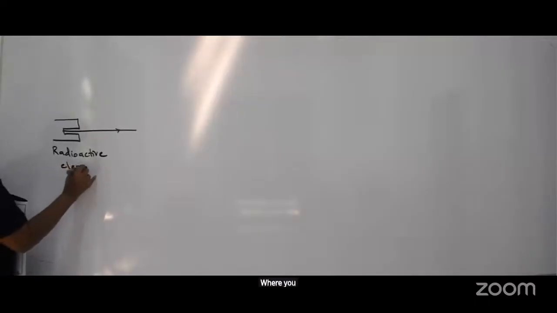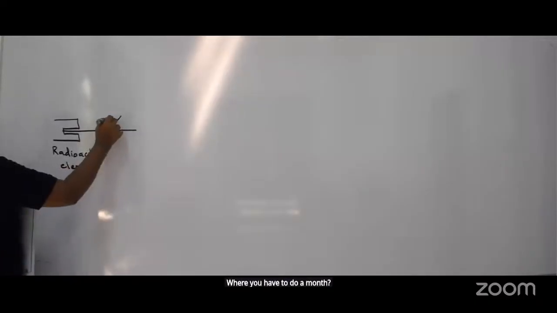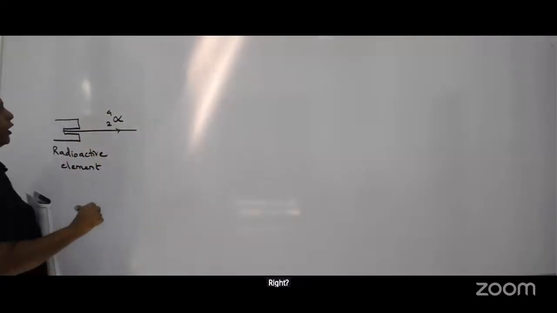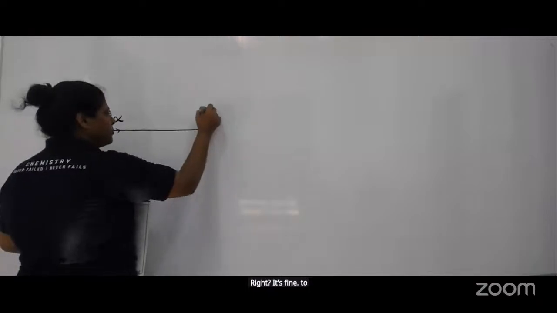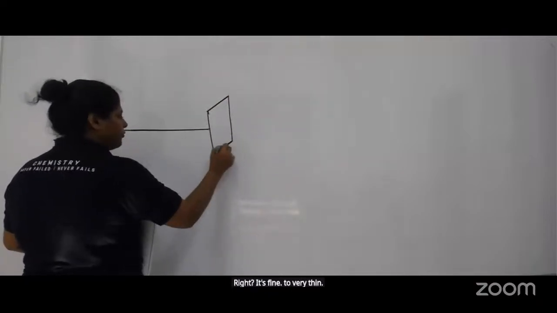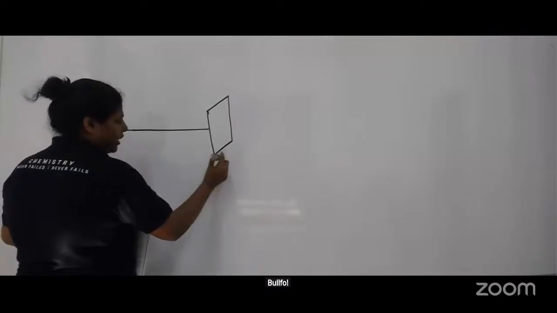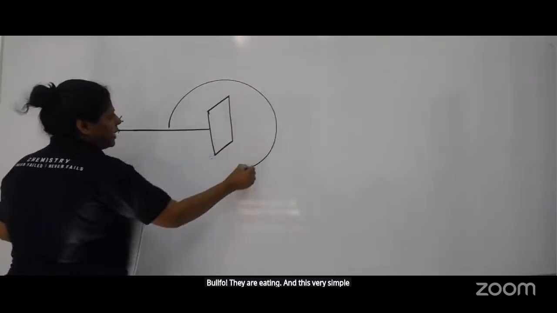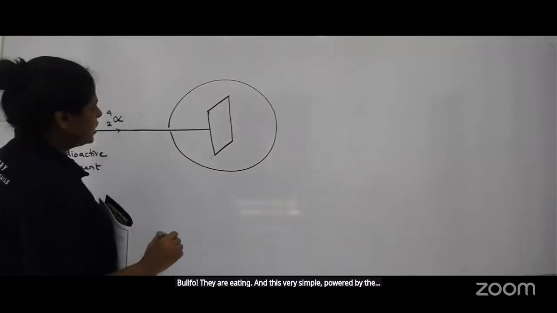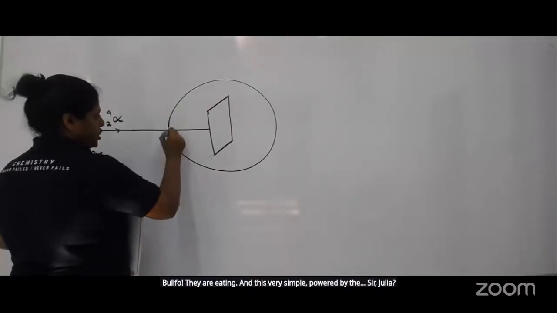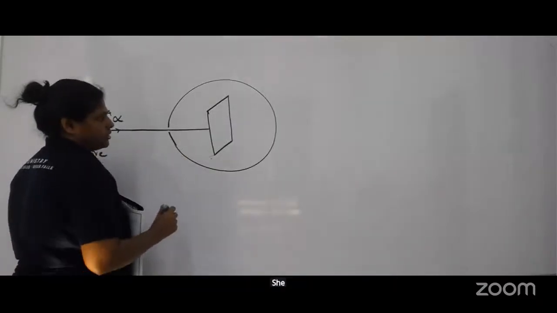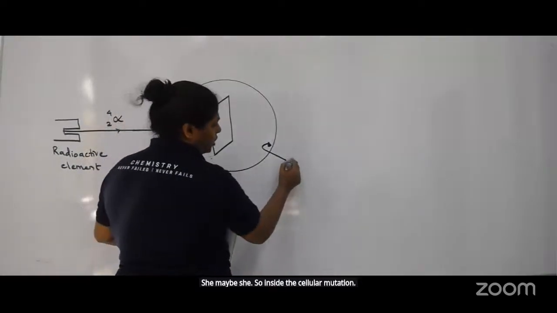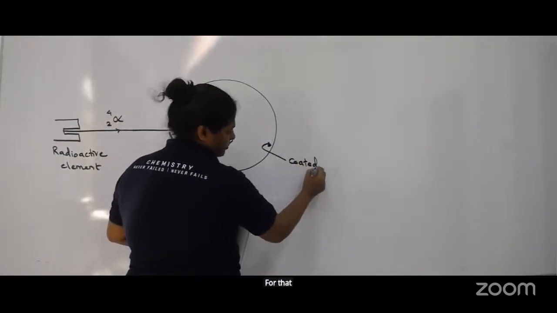Radioactive element releases alpha rays to a very thin gold foil. This very thin gold foil is covered by a circular metal sheet, and the inside of the circular metal sheet is coated with zinc sulfide.